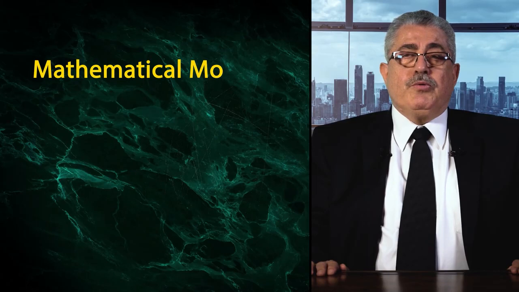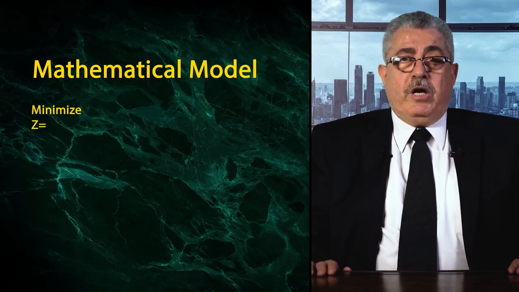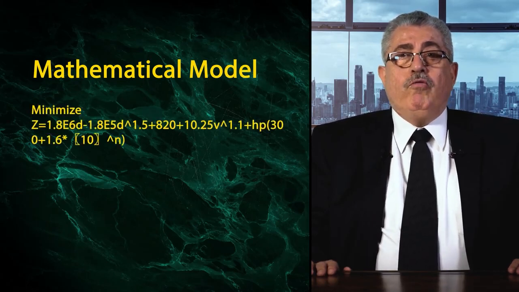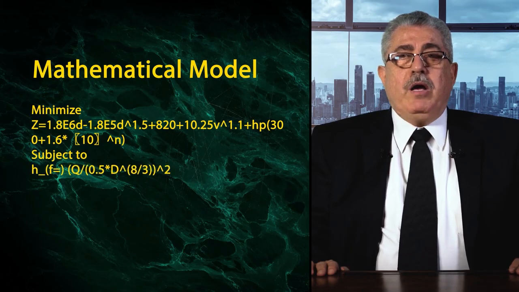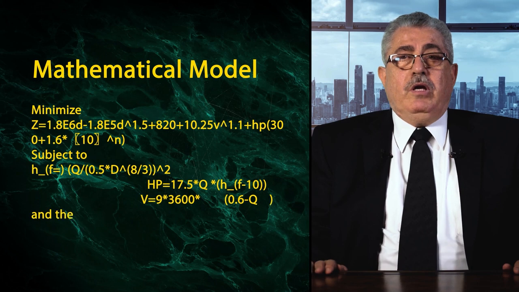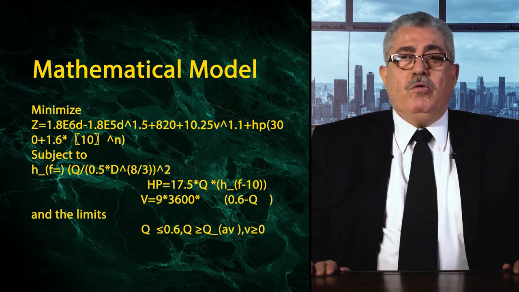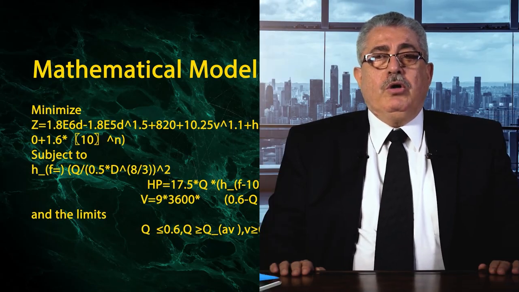The optimization model: the previous calculations can be put as a nonlinear optimization program to minimize the objective function Z for total cost of pipe, pump and reservoir, subject to a set of equality constraints for head loss, horsepower and volume calculation, in addition to a set of limits on diameter and discharge.